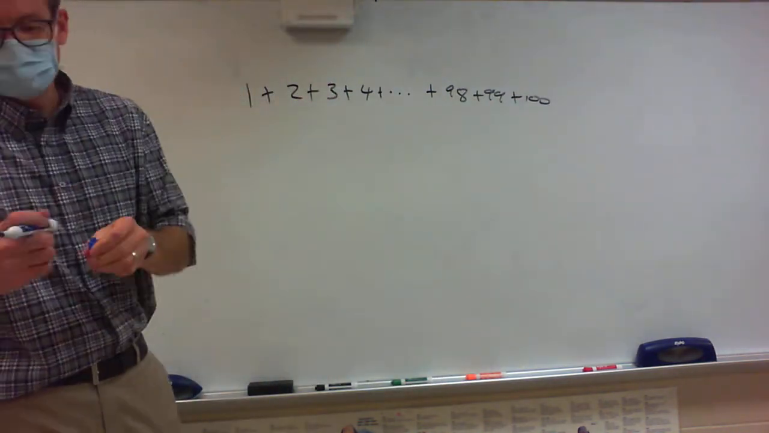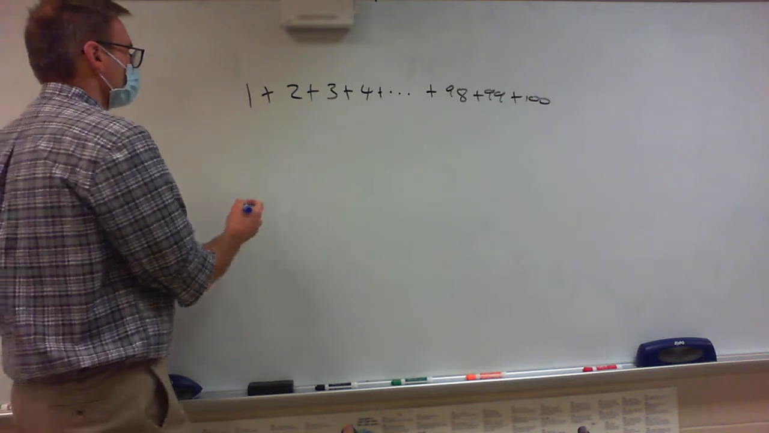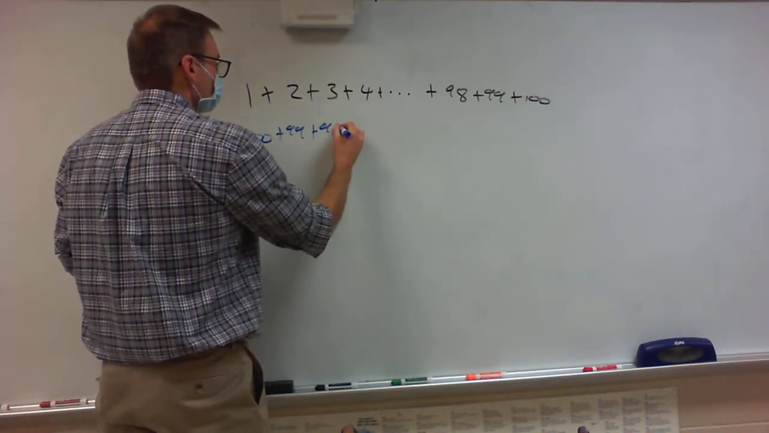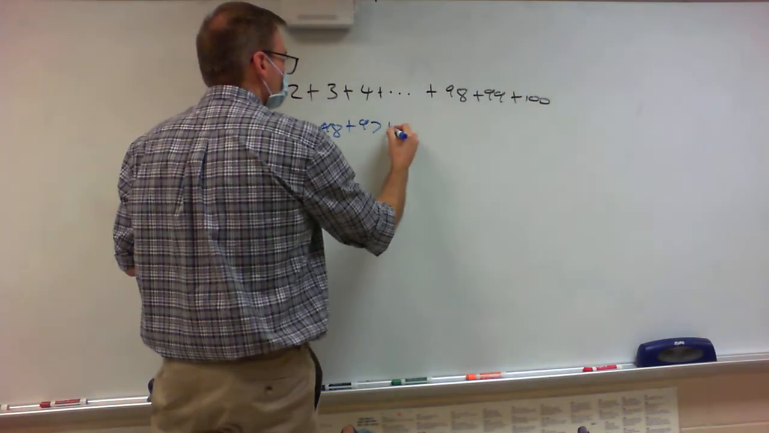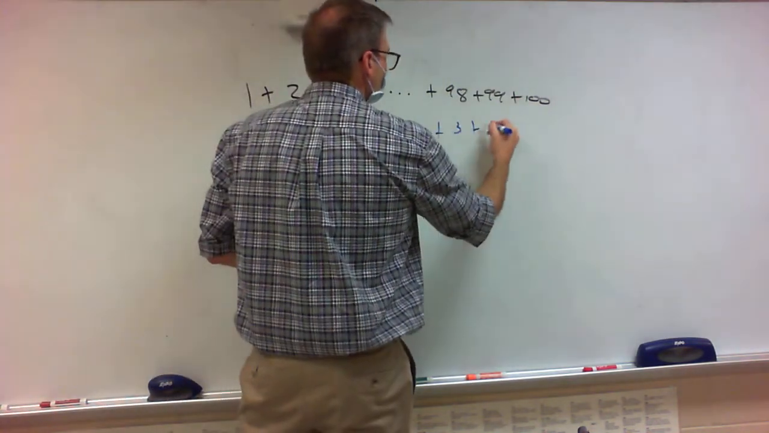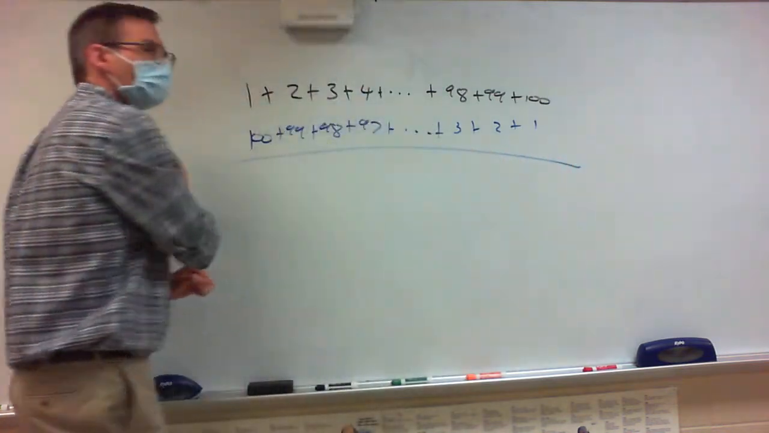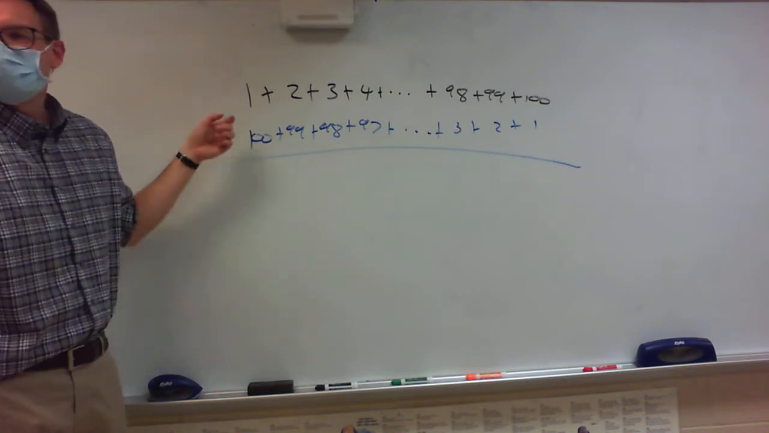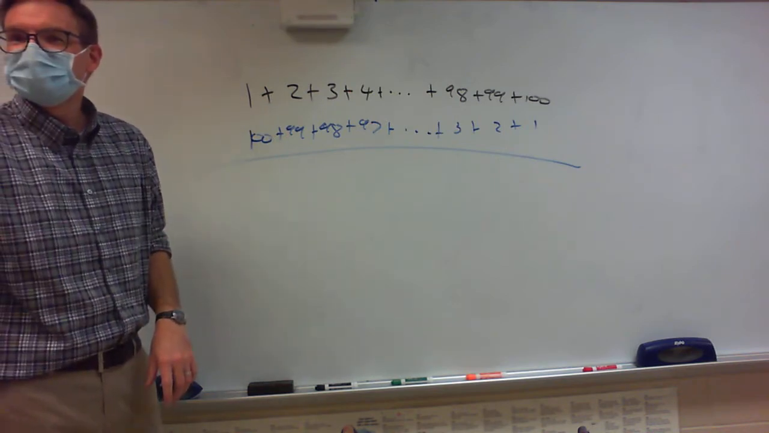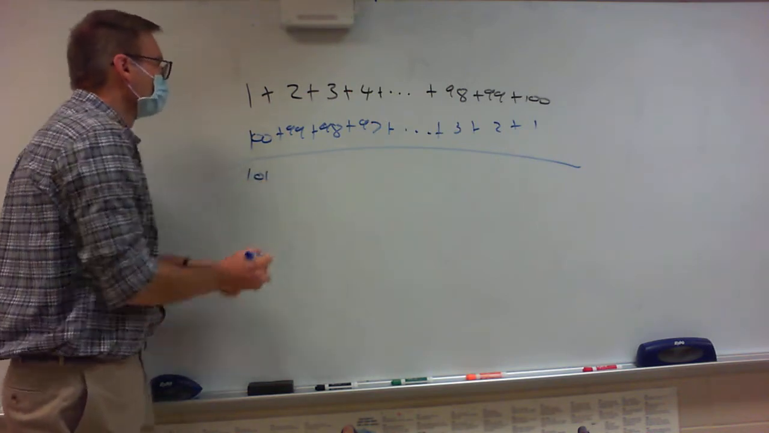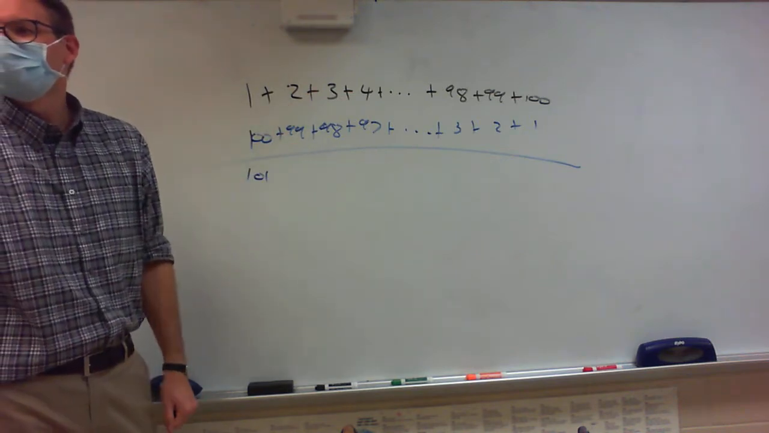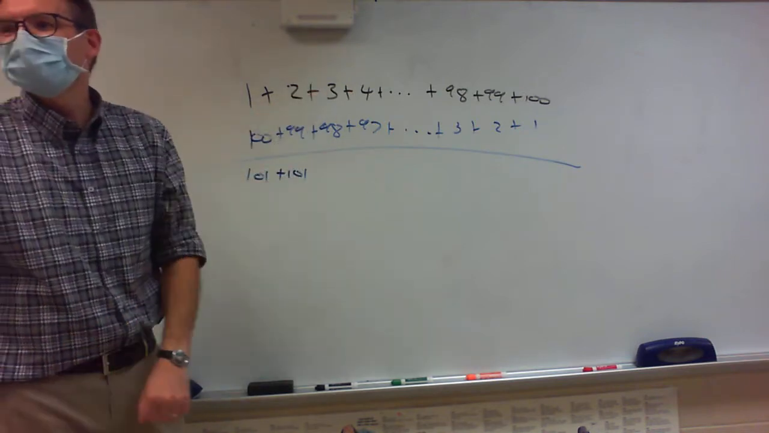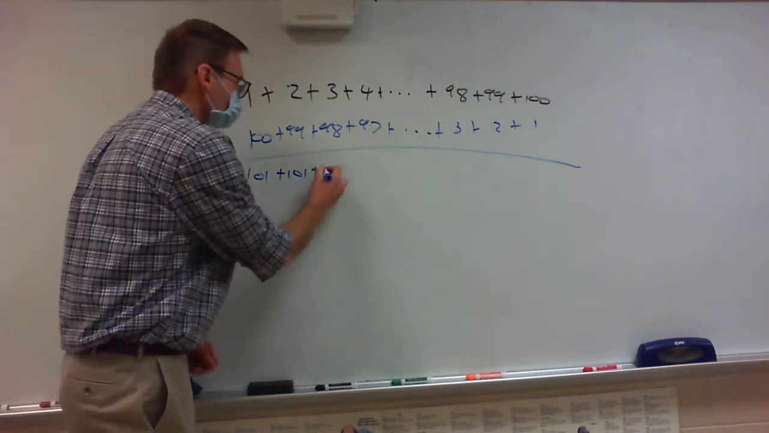I'm going to add it back. I'm going to write them down backwards. So I'm going to do 100 plus 99 plus 98 plus 97 plus ... plus 3 plus 2 plus 1. And now I'm going to add them together. Well, what's 1 plus 100? 101. What's 2 plus 99? What's 3 plus 98? 101. Do you see a pattern?